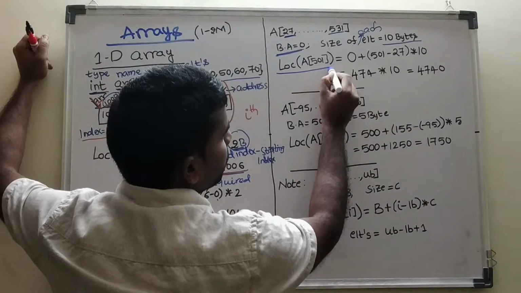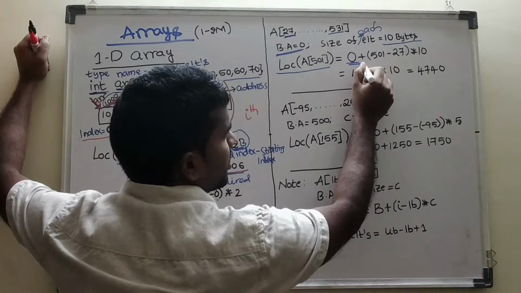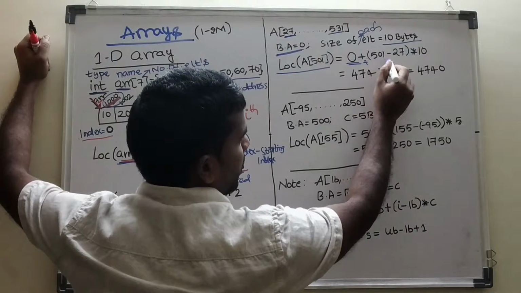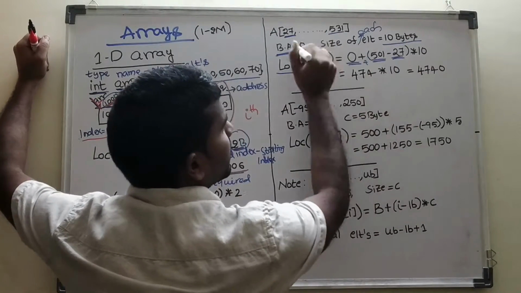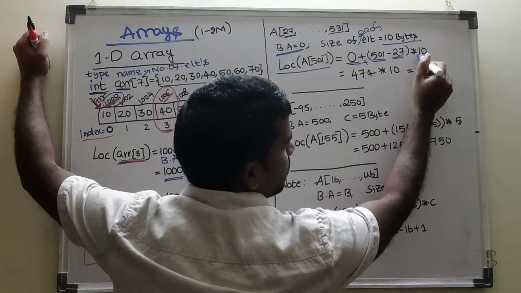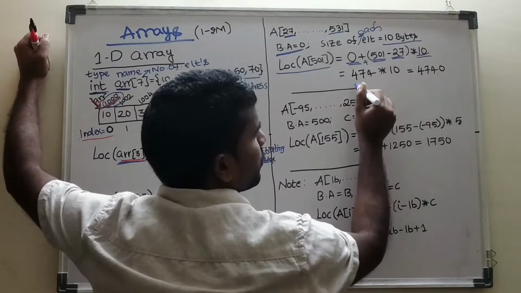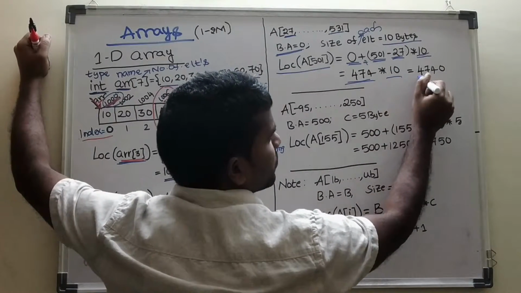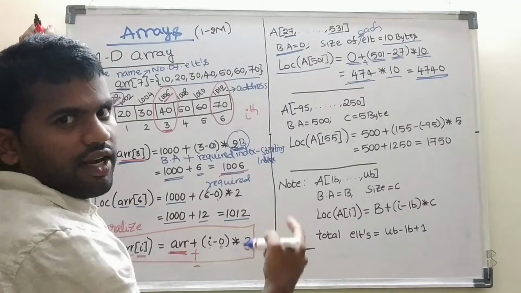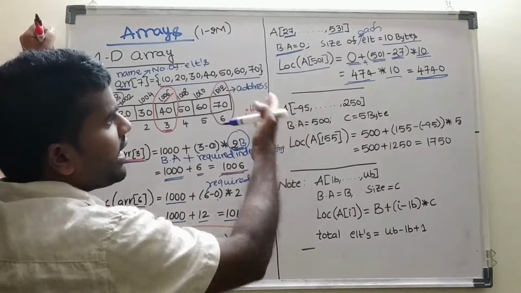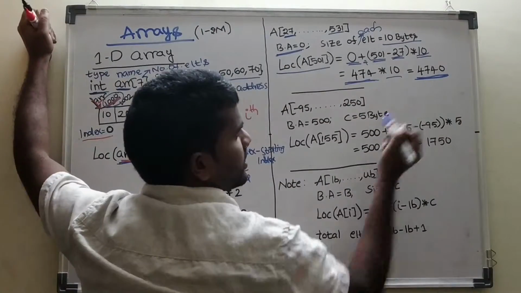So the location of A of 501 is equal to the base address, what is the base address, 1000, plus, 501 is the required index and 27 is the starting index. Required index minus starting index, into the capacity, or size, of the element. What is the size of the element? 10 bytes. So you will get 474 into 10, which gives 4740. If you try to print like this, or write it in whatever way you can, you will get the element at the 4740 location.